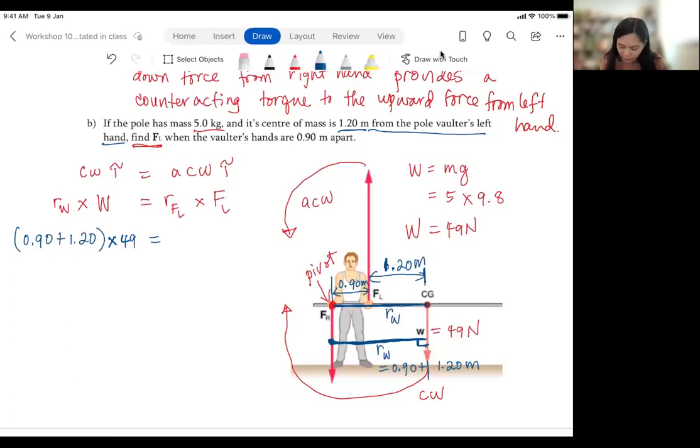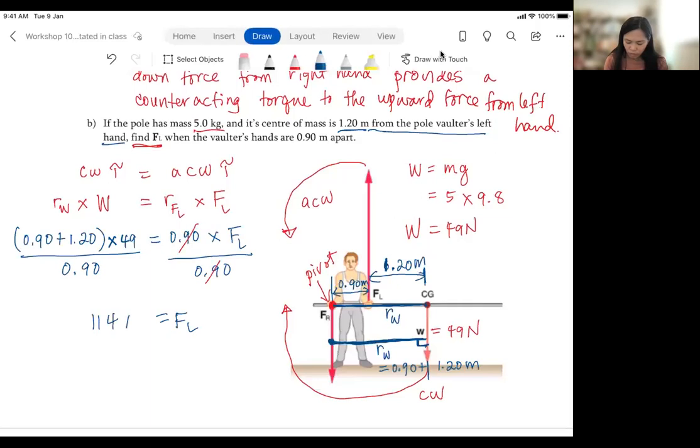We're now looking at the anti-clockwise torque, which is provided by FL. So we need to find the lever arm for FL, the distance between the pivot point and FL, which is given to be 0.9 meters, times the force itself, FL, which is what we want to find. We know everything in the equation except FL, so we divide both sides by 0.90, and that allows us to cancel 0.90 on the side, and we will be able to find FL to be about 114 newtons.